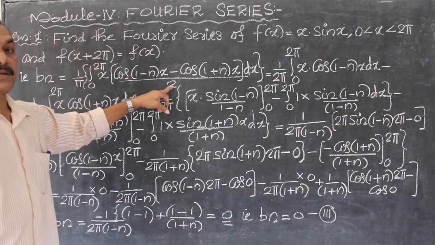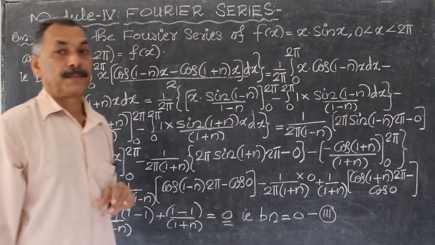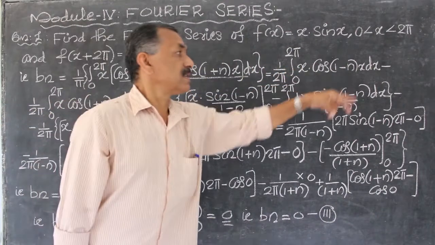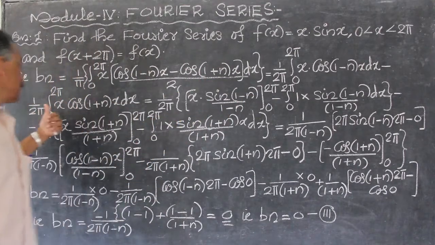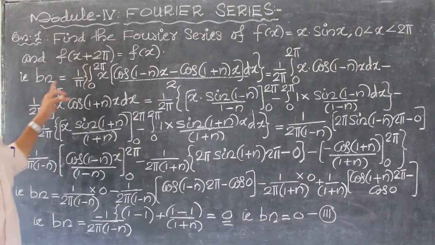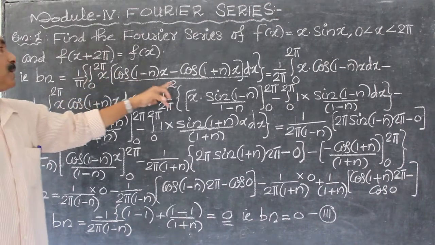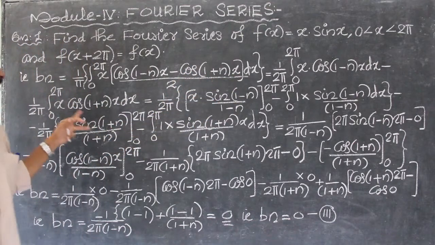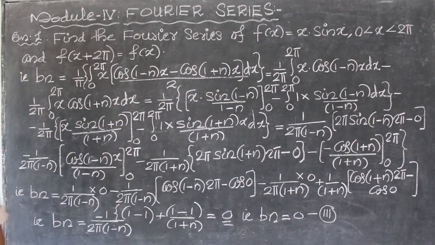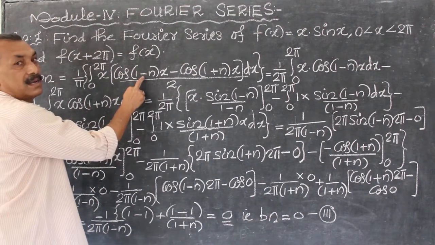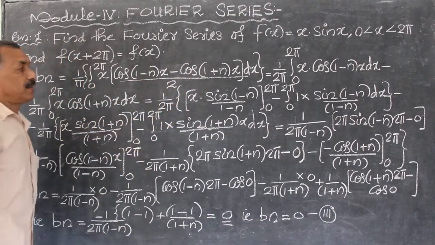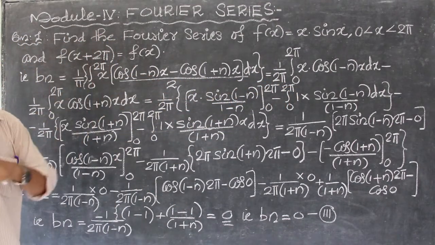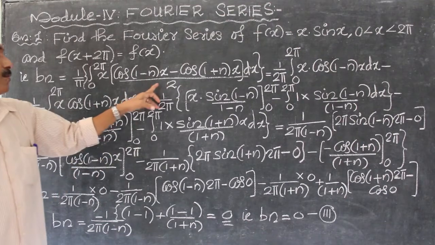Take the 2 outside. That is equal to 1 by 2 pi integral 0 to 2 pi x into cos 1 minus nx dx, minus 1 by 2 pi integral 0 to 2 pi x into cos of 1 plus n into x dx. That is x into this integral term minus x into this one: x into cos 1 minus n, and similarly minus x into cos 1 plus n. That is equal to 1 by 2 pi.